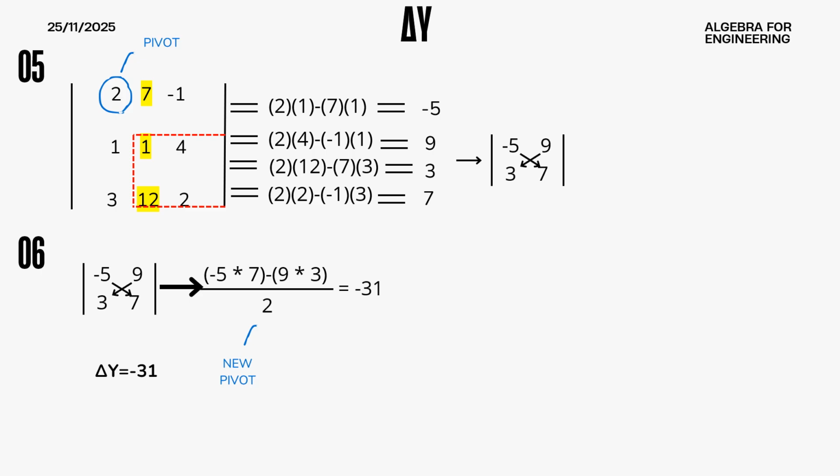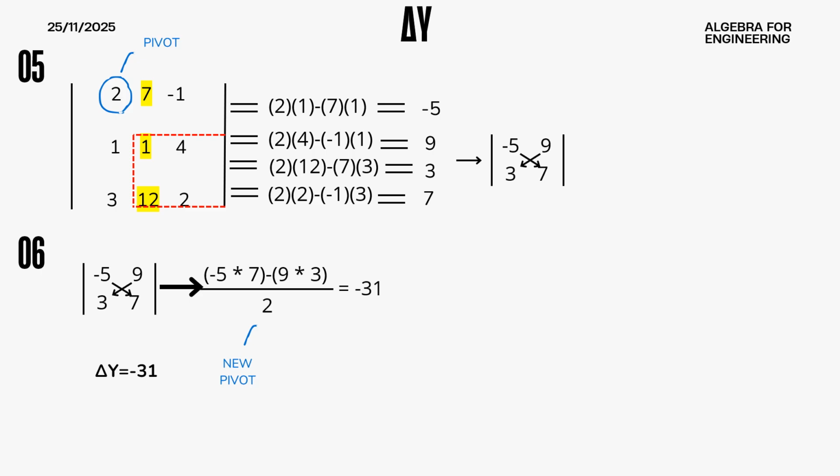Now with our new 2 by 2 matrix, we're going to apply the same cross multiplication. It's going to be minus 5 times 7 minus 9 times 3 divided over the last pivot point that is now 2 again. And it's going to be minus 31.